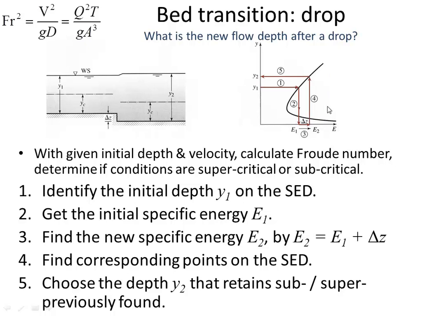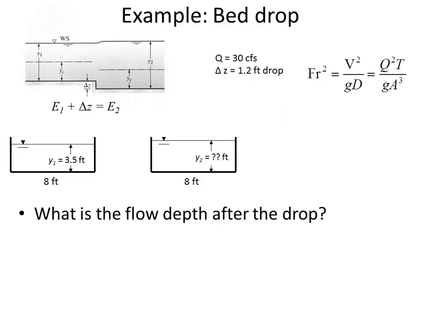All right, so if you'd like, you could commit a rule to memory that if you have subcritical conditions, a drop down will make the water deeper. If you have supercritical conditions, a drop down will make it shallower. But you can always just sketch a curve like this and remind yourself what the relationship is in the same step-by-step approach that we've just gone through here on screen.